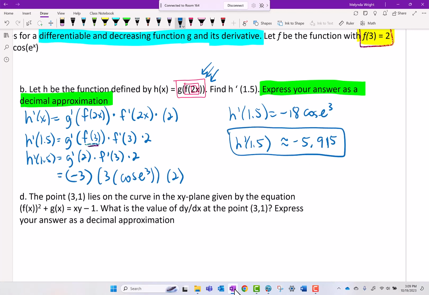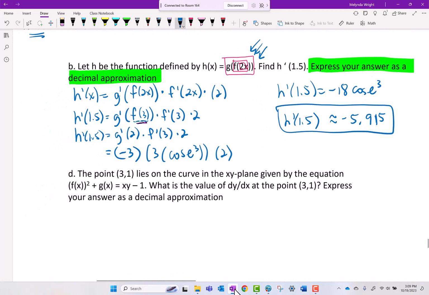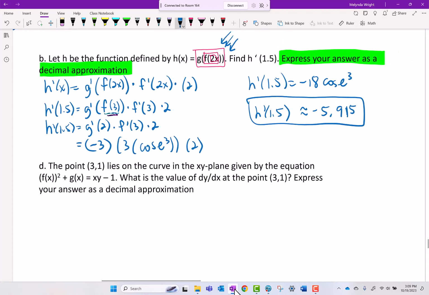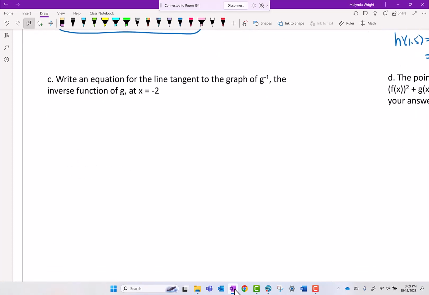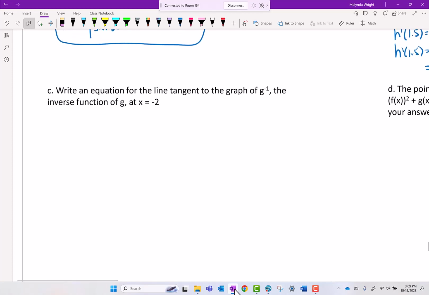Okay, are we okay? Okay, let's look at part C. Everybody good? All right, let's go to part C. Write an equation for the line tangent to the graph. Oh, our favorite inverse. Oh, does it bring back nightmares? I know, that was a crazy lesson, right? Yes, but we've got this. We're going to make us do it over and over again. Okay. Write an equation for the line tangent of g negative 1, the inverse of g, at x equals 2.